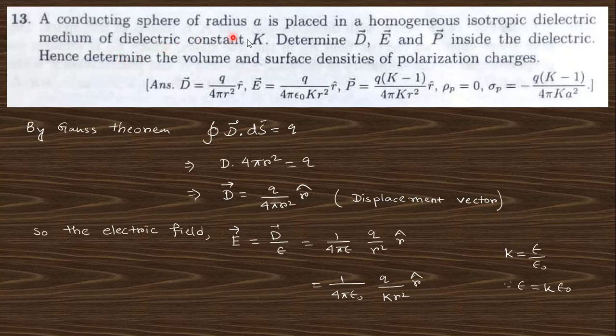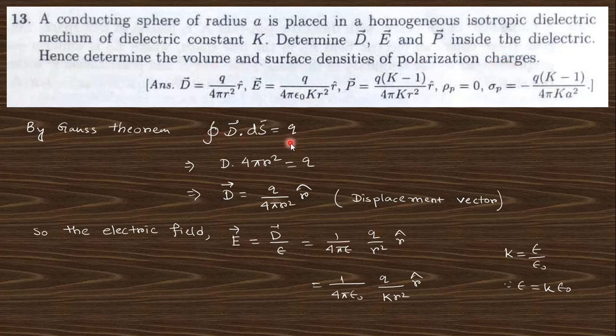Go to the next question. A conducting sphere of radius a is placed in a homogeneous isotropic dielectric medium of dielectric constant k. Determine D, displacement vector, electric field, and polarization inside the dielectric. Hence determine the volume and surface density of polarization charge.